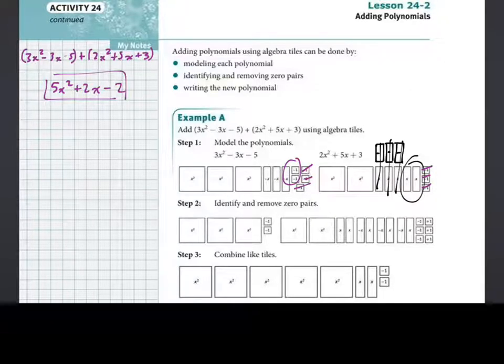Now you cannot add this x squared term with this x term. You cannot add those together because they are not like terms. Okay? I think that's really easily seen when we look at the tiles. The tiles are different. You cannot combine the big squares with the tall rectangles. You just can't do it.